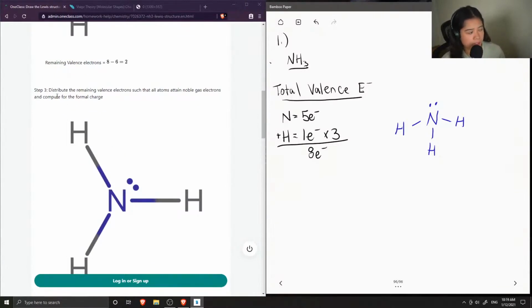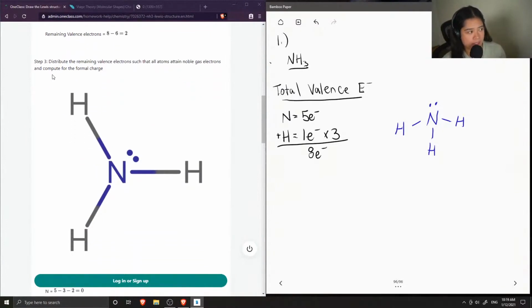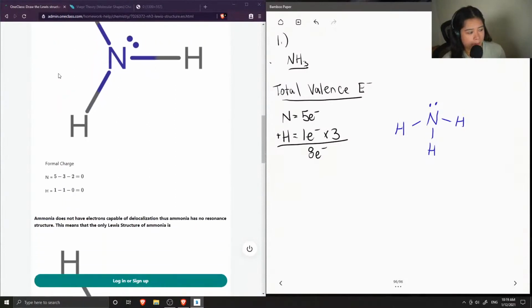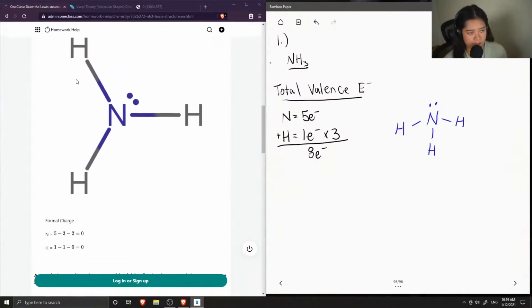And step 3 is to distribute the remaining valence electrons such that all atoms attain a noble gas electron configuration and compute for the formal charge. Okay, so this junior tutor also calculated formal charge.